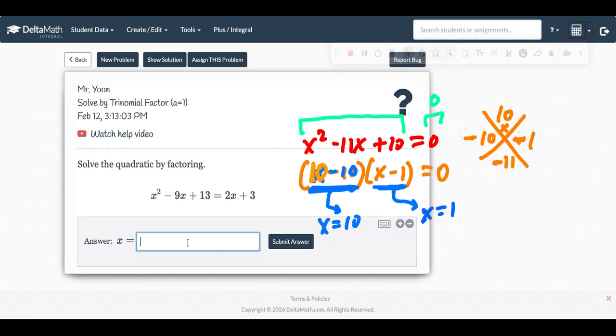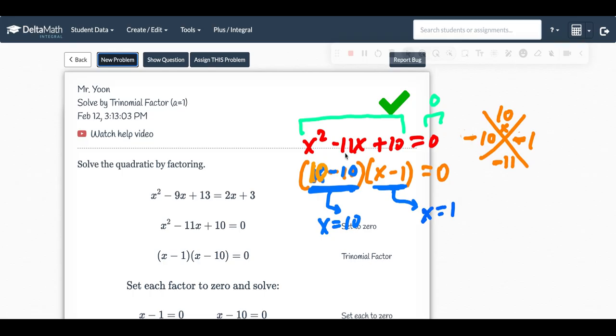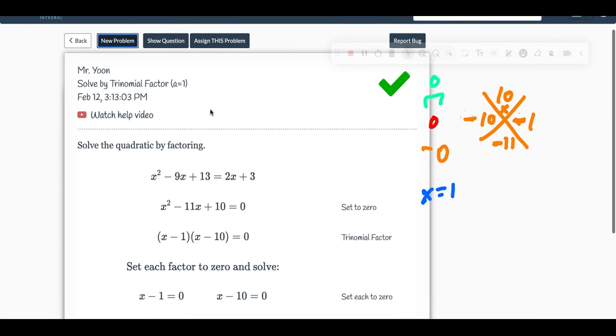So when you put that into Delta Math, you're going to say x equals 10, but you're going to say there's an additional solution. Okay, your button should say additional solution, and it's going to look a little bit different, but you're going to put 10 and 1 in two different boxes. Okay?